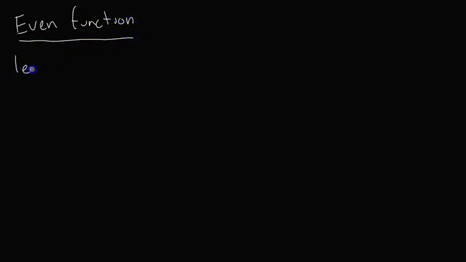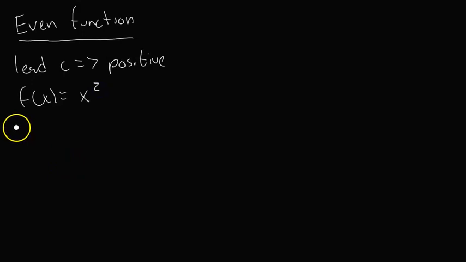Now that we have determined the leading coefficient of our function, what do we do next? So let's first see an even function. Let's assume that the leading coefficient of this function is actually positive. So it will look something like f of x equals x squared. Let's actually look at the table.